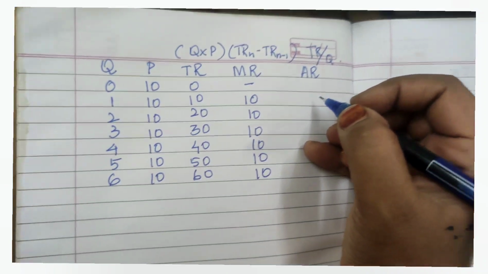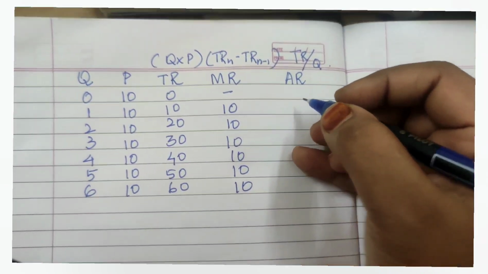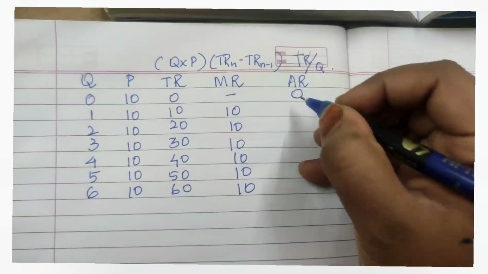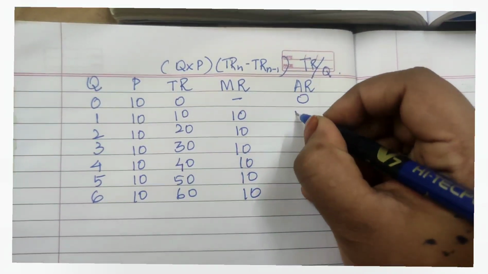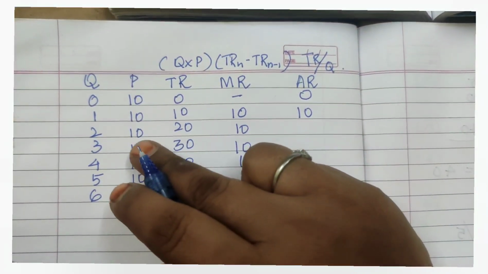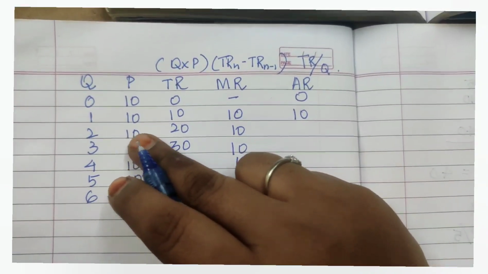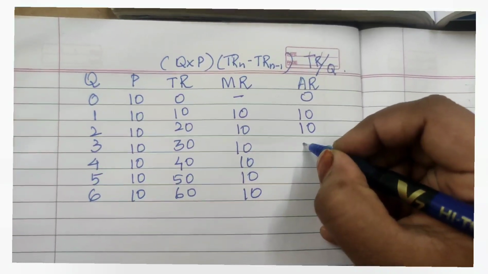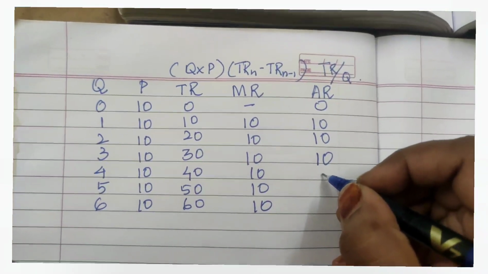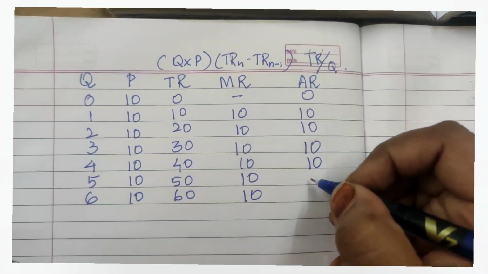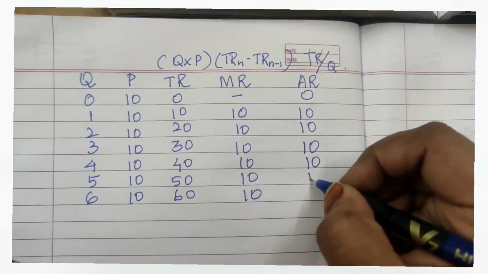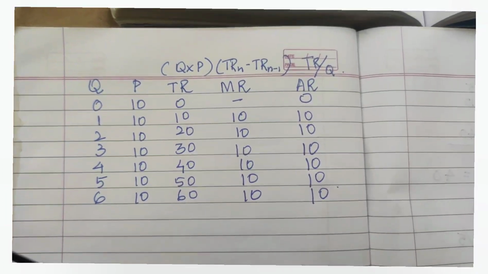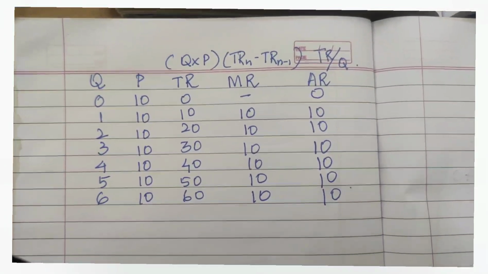Now what we are going to do, we are going to find out the average, so that 0 divided by 0 will be 0, nothing. 10 divided by 1 will be 10, 20 divided by 2 will be 10, 30 divided by 3 will be 10, 40 divided by 4 will be 10, 50 divided by 5 will be 10, 60 divided by 6 will be 10. By that we have completed this also. Easily you can get the 5 marks.